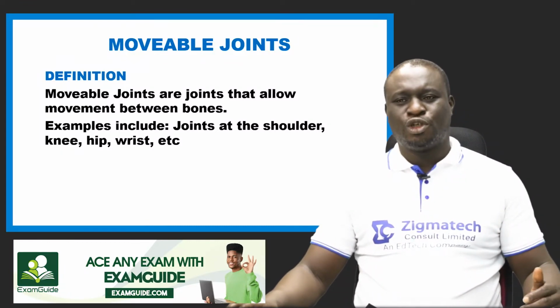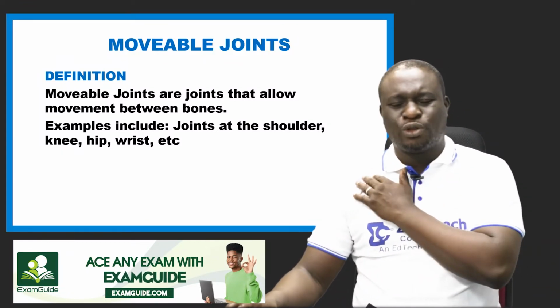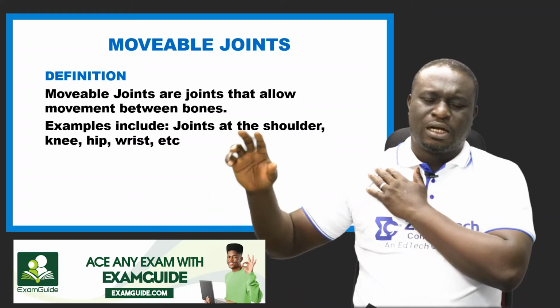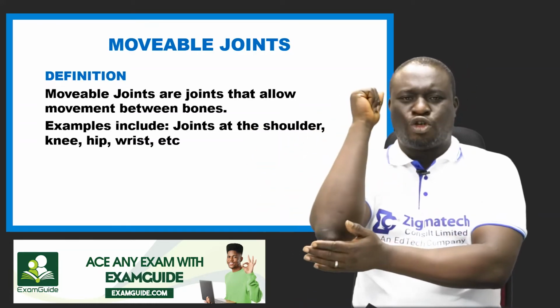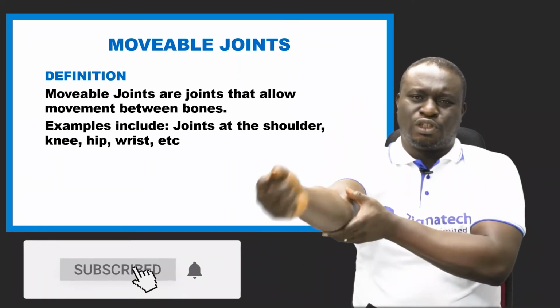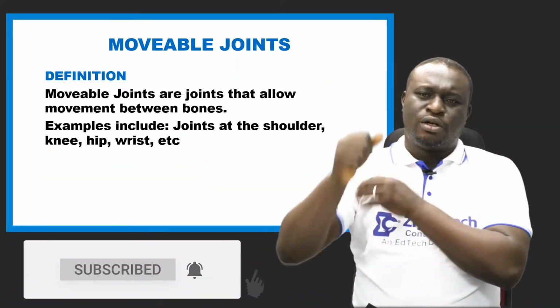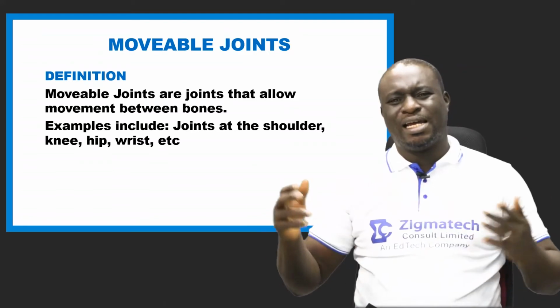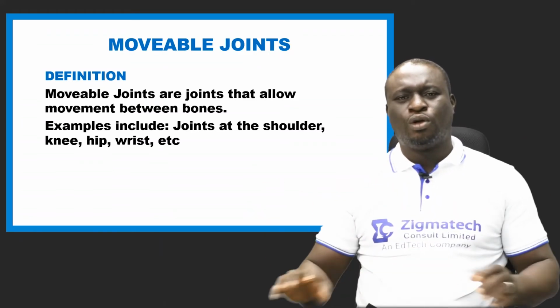Examples of movable joints include the joints at the shoulder, which we talked about, the joints at the elbow and joints at the knee. I can move the bones; the joint is movable. So that is what we call a movable joint.